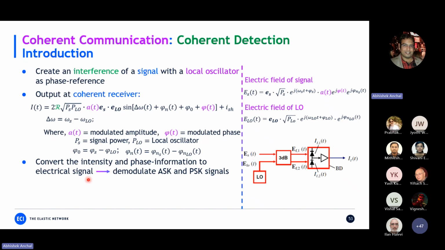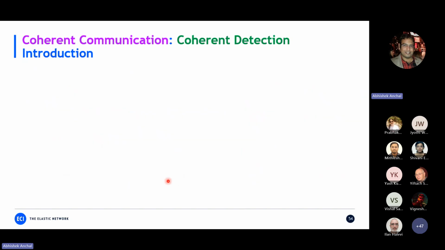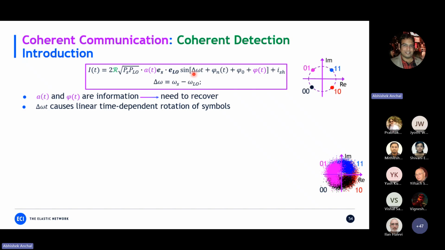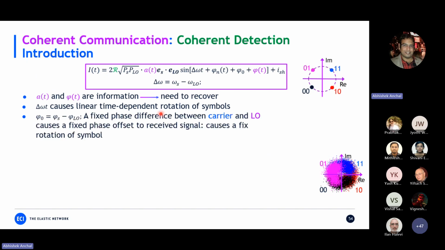And again, with intensity and phase modulation, we can convert and demodulate the signal into ASK and PSK signals in the usual way. So let's look more closely again at this equation, which is the core of coherent communication, the coherent receiver. The phi A(t) and phi(t) here are the information. So all the information, either in the intensity or in the phase, is here. That's what we need to recover. And we are going to add an extra term because of the coherent detection, which causes the time-dependent rotation. So basically this is your signal, and when it's not noisy, because of delta omega t, it's going to rotate the phase like this. So we are adding this rotation.